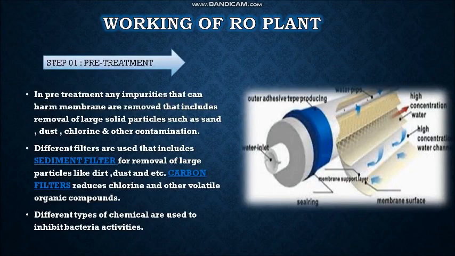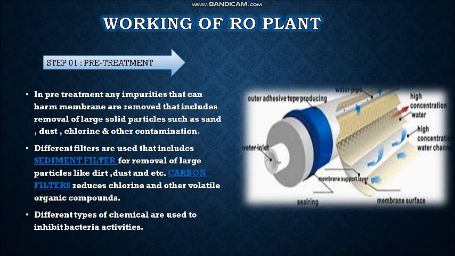The working of an RO plant mainly depends upon four steps. Step number 1, pre-treatment. Step 2, high pressure pump. Step 3, membrane assembly. Step 4, post-treatment. Pre-treatment is the very first step to purify the water, used to get rid of any impurity which can cause any damage to the membrane. Pre-treating the water results in removal of large solid particles such as sand, dirt, or other contaminants. It also helps in removal of chlorine, which destroys the membrane and causes poor quality of permeate.